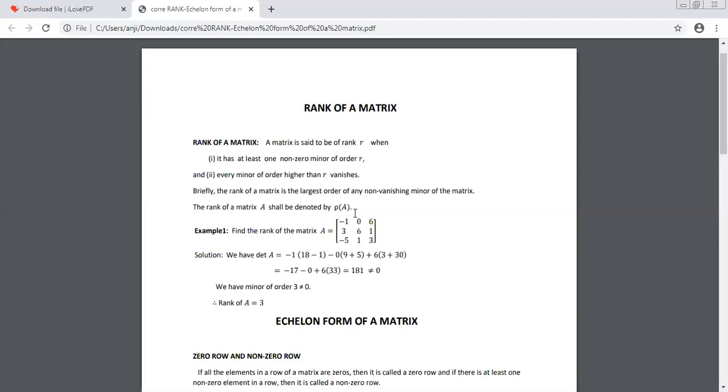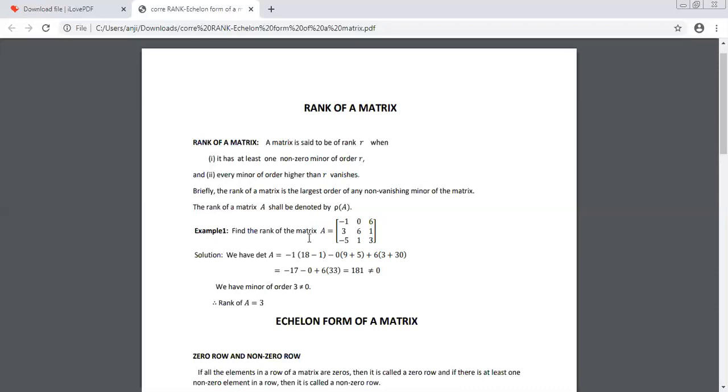Okay. Now we see one example. Find the rank of the matrix A equal to [-1 0 6; 3 6 1; -5 1 3]. So first, what is the order of the given matrix? The order of the given matrix is 3. So the highest order of minor of this matrix is 3. So first I am calculating the minor of order 3, that is nothing but simply the determinant of A.